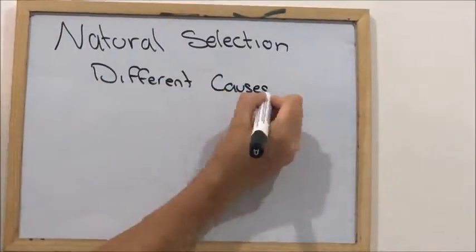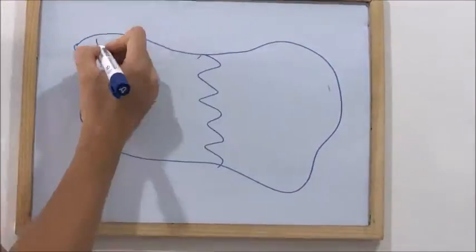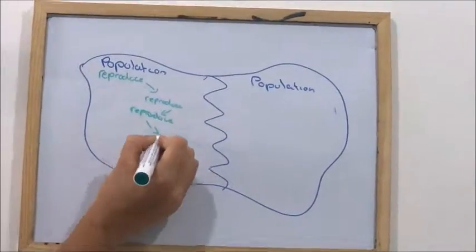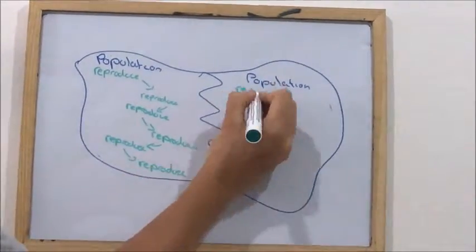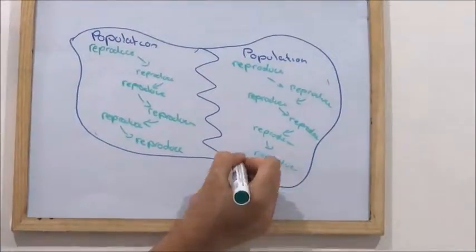Causes of natural selection can differ from one another, such as geographical changes and isolation. For example, an earthquake causes two populations of a species to divide from each other. Over a certain period of time, each population develops a different genetic makeup to the one it was divided from. The offspring inherit the same genetic makeup specific to their own smaller area, therefore creating less diverse populations.